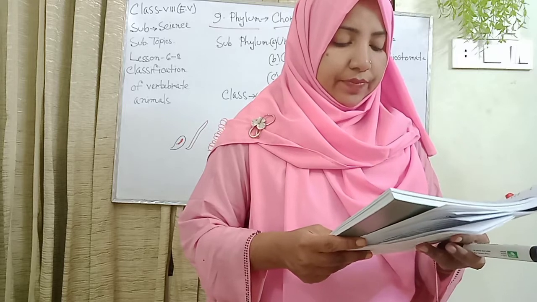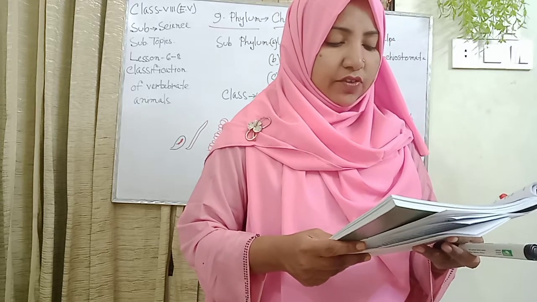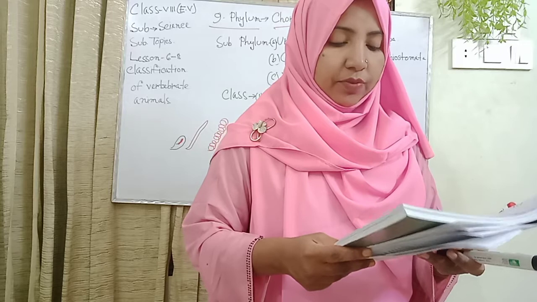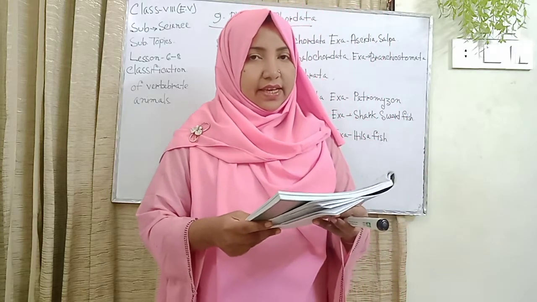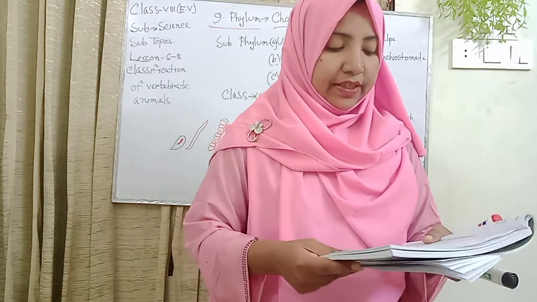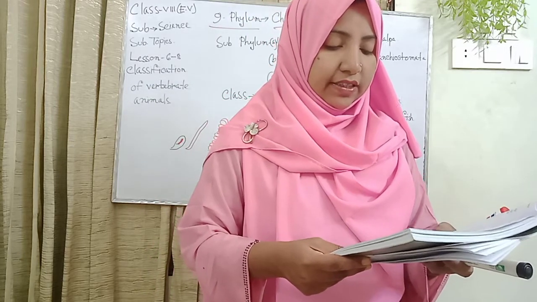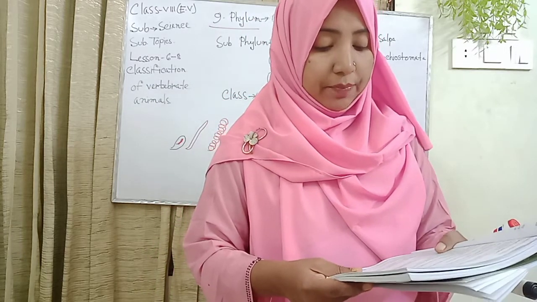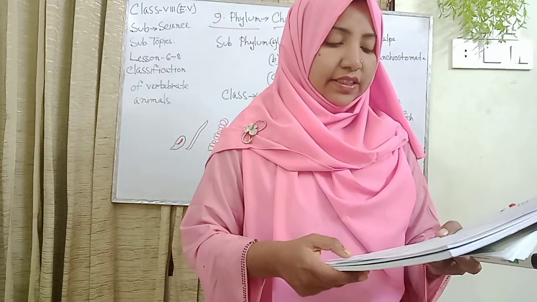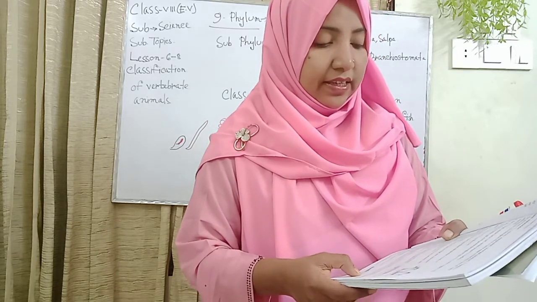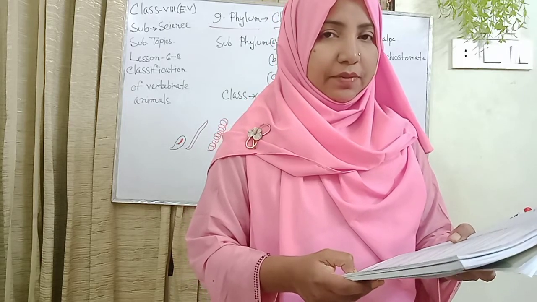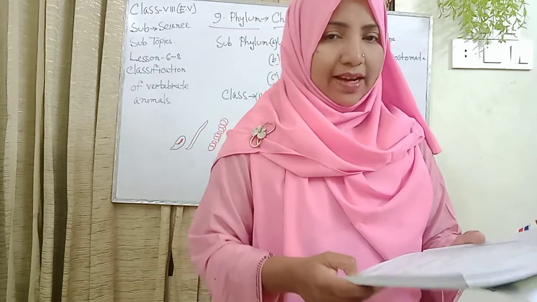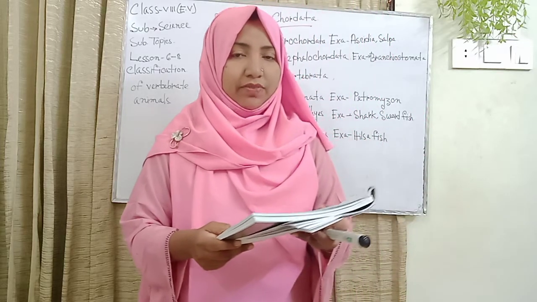In Urochordata, gill slits and the dorsal tubular nerve cord are present only in the early stage of the life cycle. Again I repeat: gill slits and dorsal tubular nerve cord are present only in the early stage of the life cycle. Examples are Ascidia and second example is Salpa. Now I will explain the Cephalochordata.